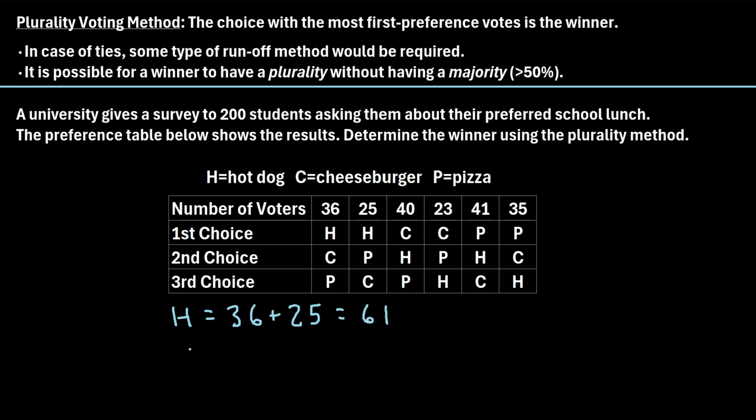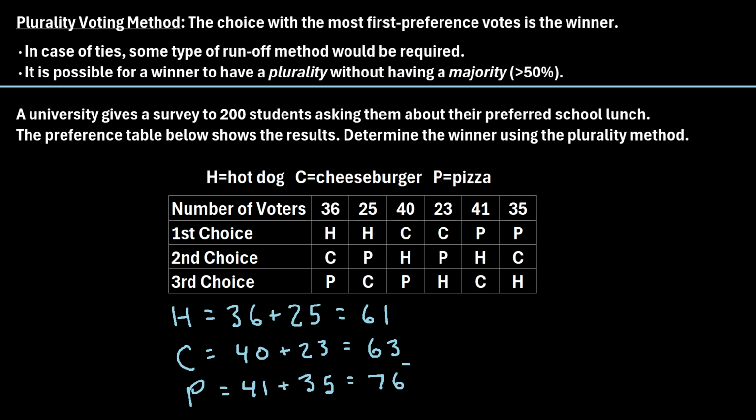All right, now let's repeat the process for cheeseburger. The number of first place votes for cheeseburger would be 40 plus 23, which is 63. And then lastly, let's count pizza's first place votes. That would be 41 plus 35, which is equal to 76. So we can see that pizza has the most first preference votes. So we would say pizza is the plurality winner.